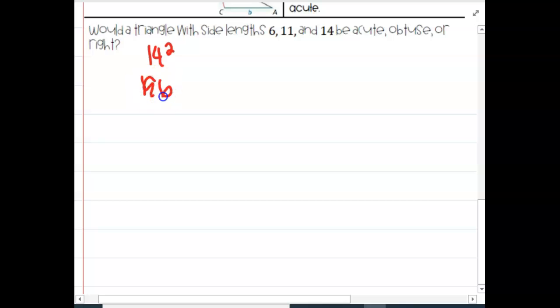Now, you're going to take the other sides. You're going to take the sum of the squares. So with the 6 and the 11, you're going to do 6 squared plus 11 squared, just like you do with the Pythagorean theorem. 6 squared is 36, 11 squared is 121. When I add those together, I get 157.